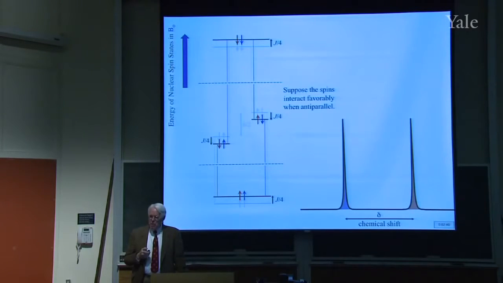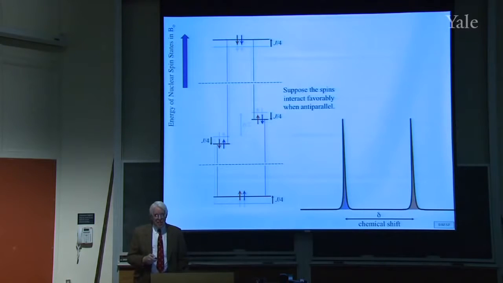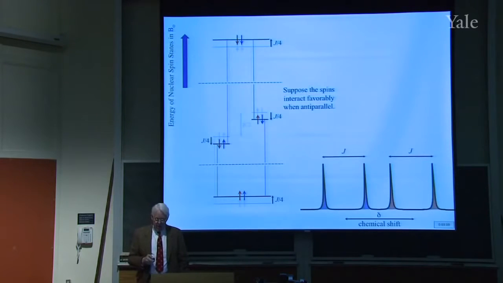And now what happened to the red and blue peaks? Notice that this red transition went to lower energy, but this one went to higher energy. And this blue one went to lower energy, but this blue one went to higher energy. Everybody see that? So what's going to happen? The red peak is going to split. There's going to be a lower and a higher red peak. There's going to be a lower and a higher blue peak. So it's going to look like that, and that's going to be J. If these shifts are J over 4, this transition got longer by J over 2. This one got shorter by J over 2. So the difference between them is J now.